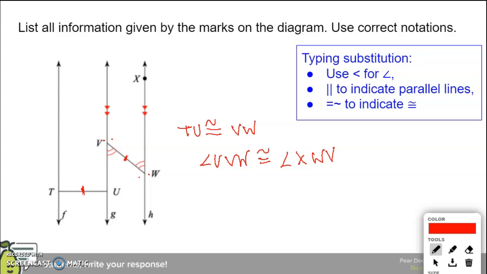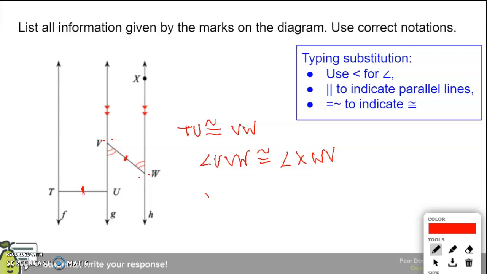Okay, what about the two parallel line notation? That's indicated by two arrows, right? So we know that this line, and that is indicated by the lowercase g. This is the line G, and this is line H.